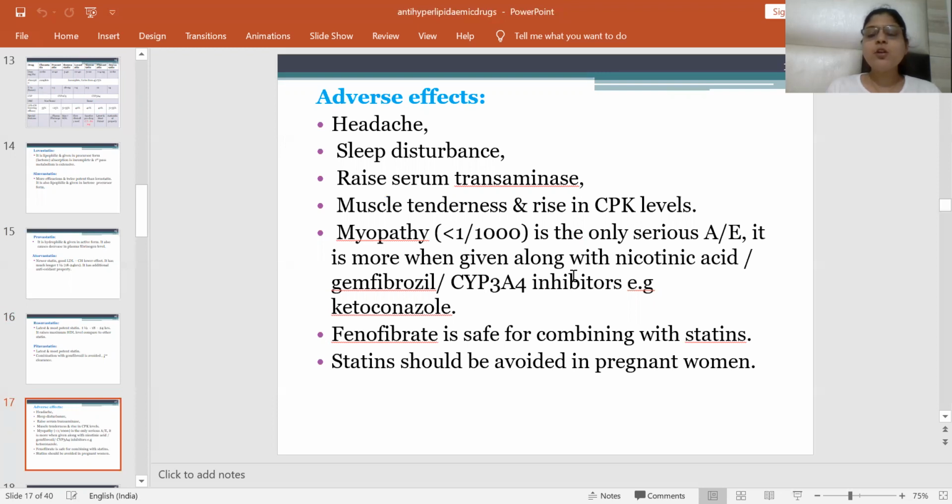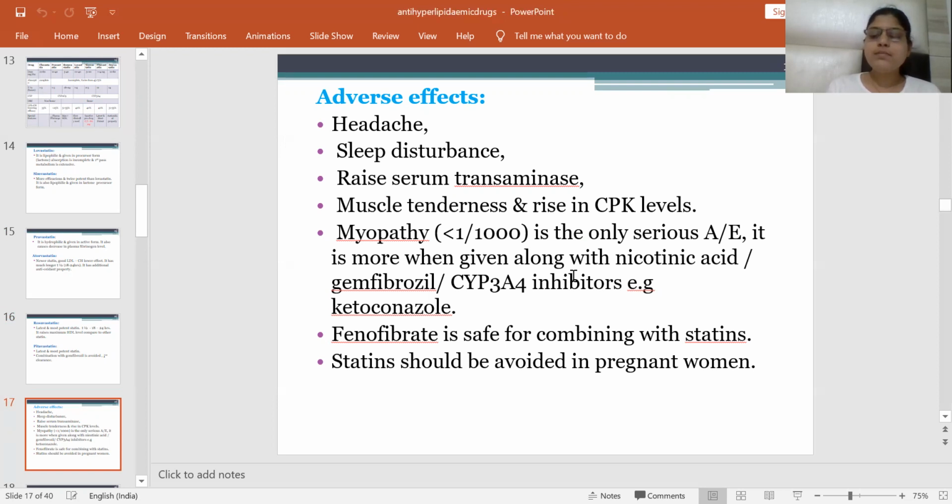It is more when given along with nicotinic acid, gemfibrozil and CYP3A4 inhibitors like ketoconazole. Means when it is given with niacin or nicotinic acid or fibrates, the myalgia or myopathy is more. Fenofibrate is safe for combining with statins.